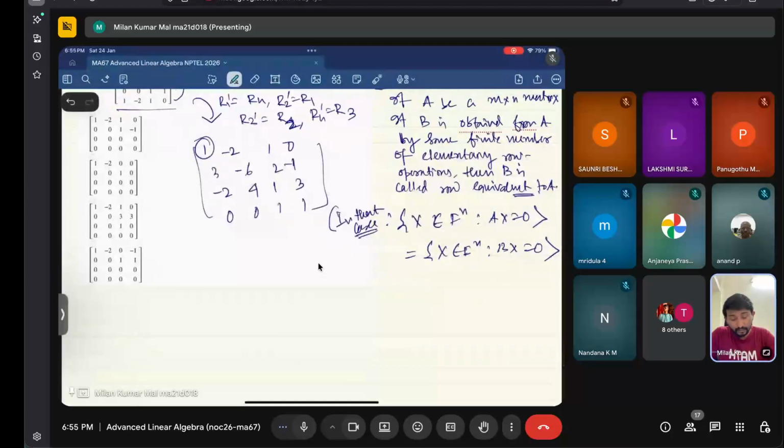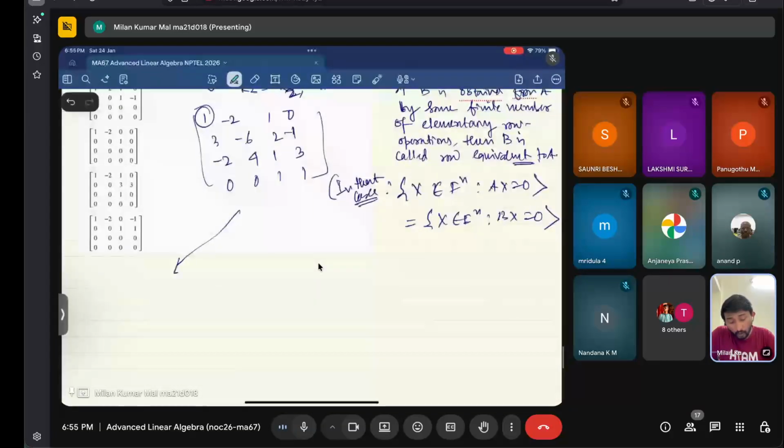Next step is that we have to make all other entries in this column 0. You can look at the last entry 0. So we have to make 3 and minus 2 0. So how to make that? You can do that R2 dash is equals to R2 minus 3R1, then you will get 0, and R3 dash is equals to R3 plus 2R1, you will get 0.